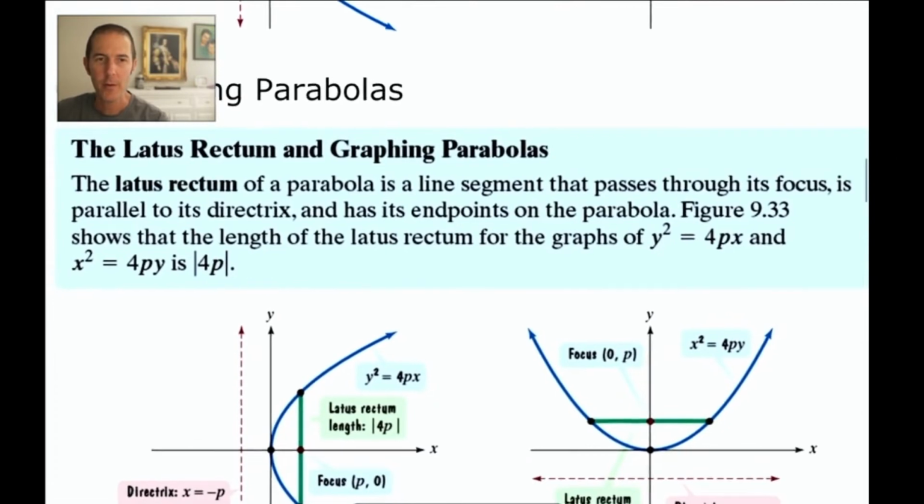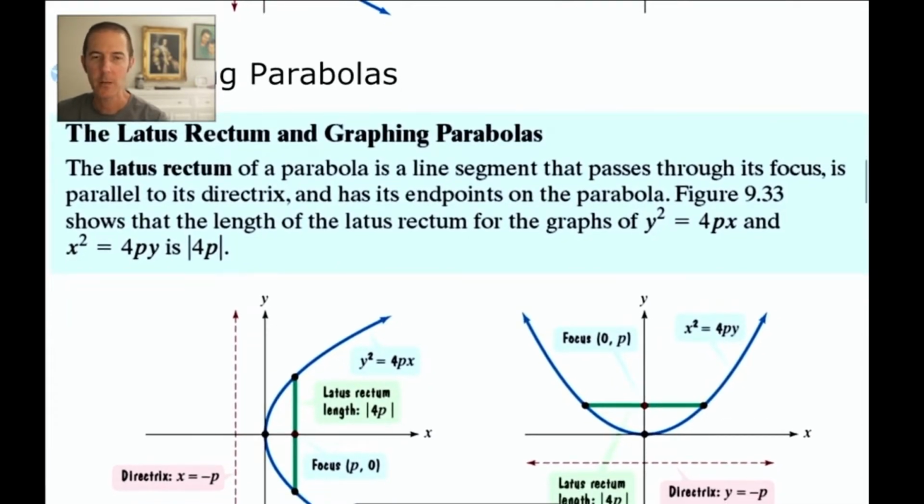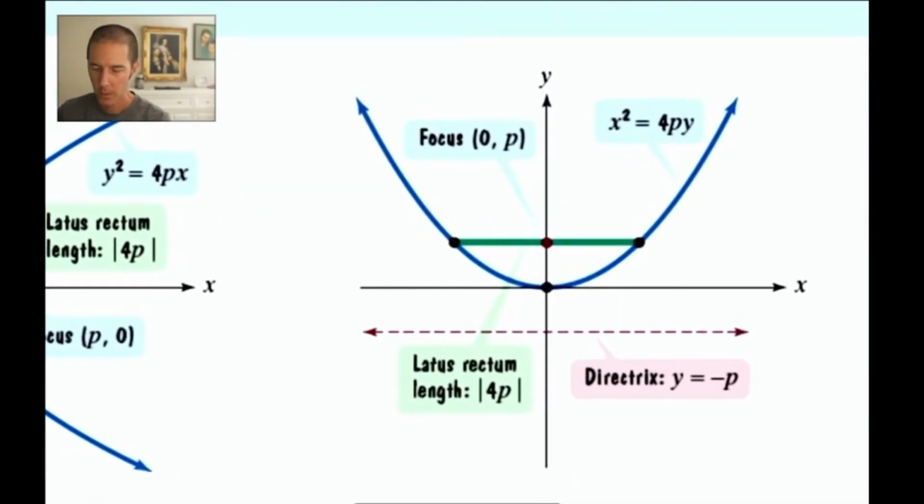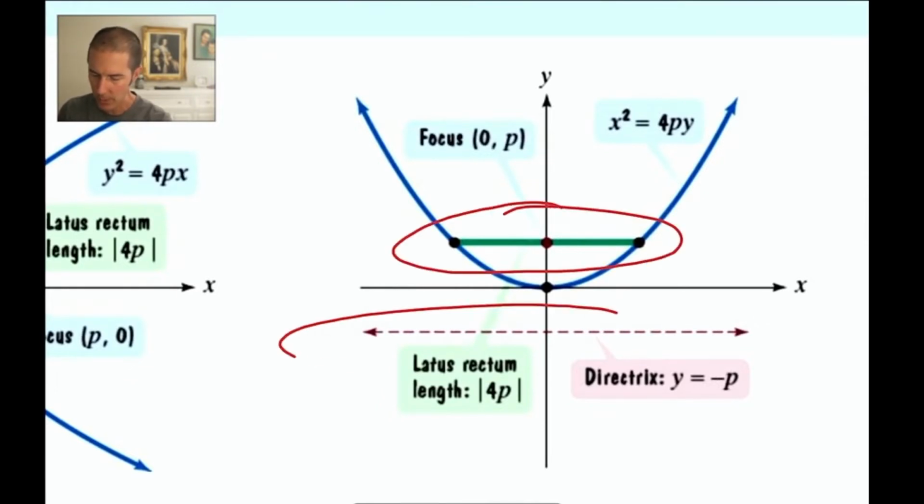There's another unfortunately named component of the parabola in the form that we're looking at it, and it's called the lattice rectum. And this unusual line segment is the line segment that is parallel to the directrix. So I'm not even reading what's in that blue box. You can read that if you want to. You'll notice that the lattice rectum is parallel to the directrix, which is down here.